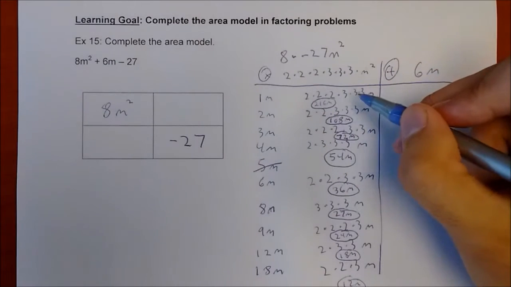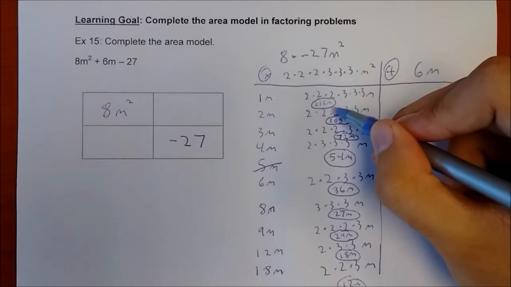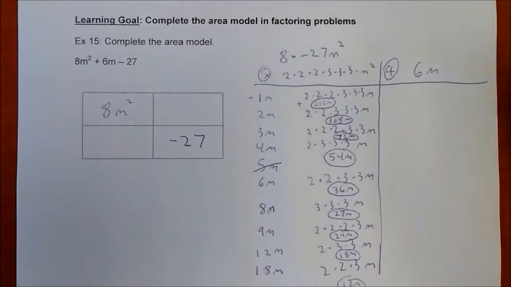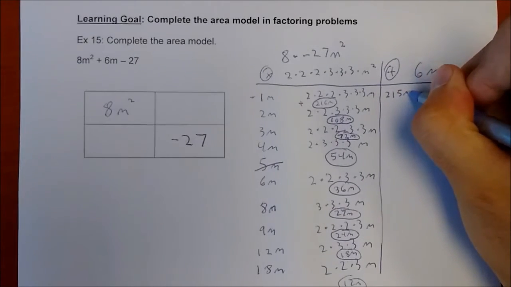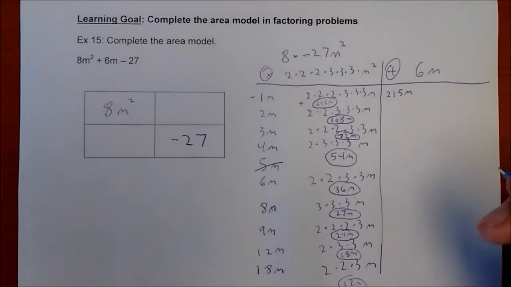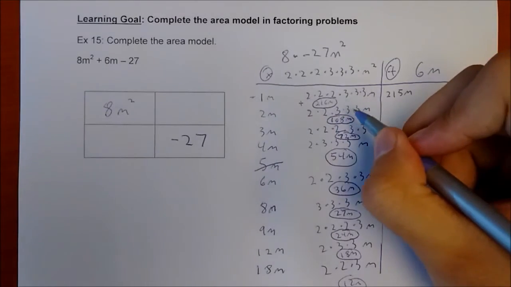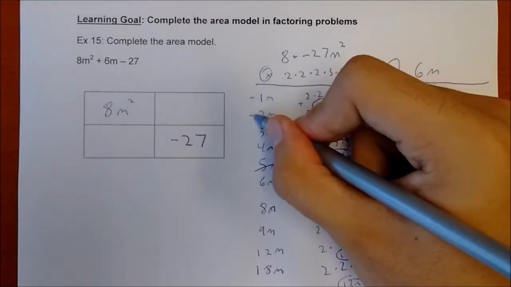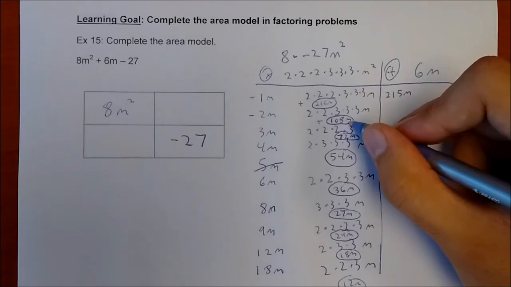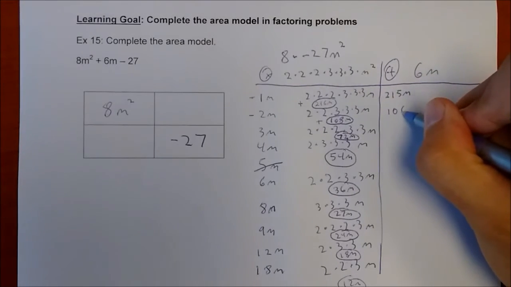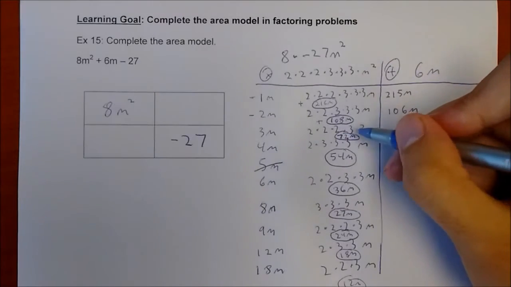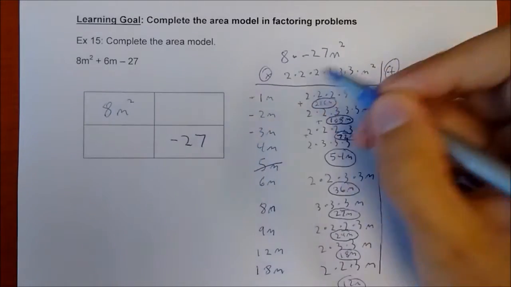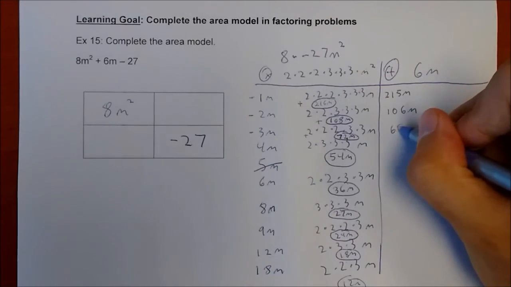We have 1m and 216m, and because 216 is greater than 1, we know that it is negative 1 and 216. But these add to 215m anyway, which means that 1 is not correct. And if we go to 2m, 108 is larger than 2m, so 108 is positive and 2 is negative, which means that 108 minus 2 is 106. And then let's do 3. 72 is larger than 3, so 72 is positive and 3 is negative. So 72 minus 3 is 69m.